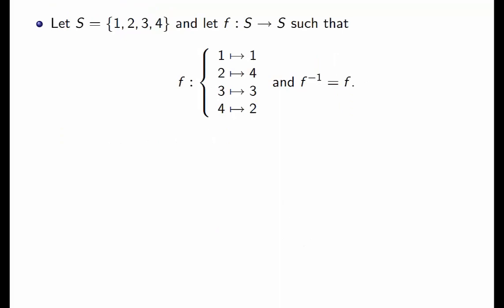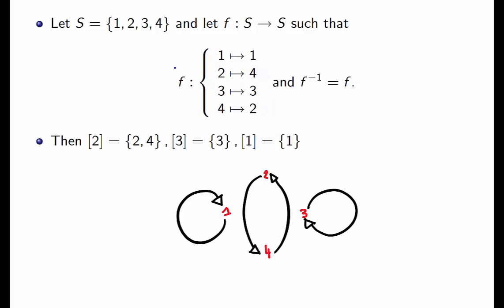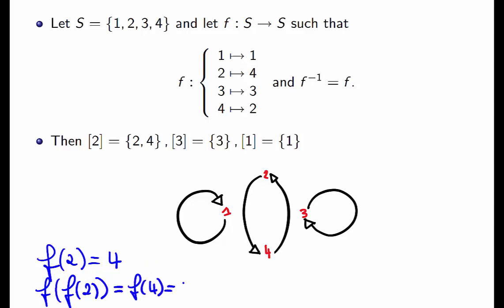Now, let us consider another equivalence relation given to us by a different function. In this example, we have the same set, but f is fixing 1 and 3, and it swaps 2 and 4. And you can verify that f is in fact equal to its inverse. So to compute the orbit of any element, we just need to focus on f. So let's see what happens to 2. If you take f of 2, we get 4, right? But if you compute f squared of 2, then we get f of 4, but f of 4 is 2.